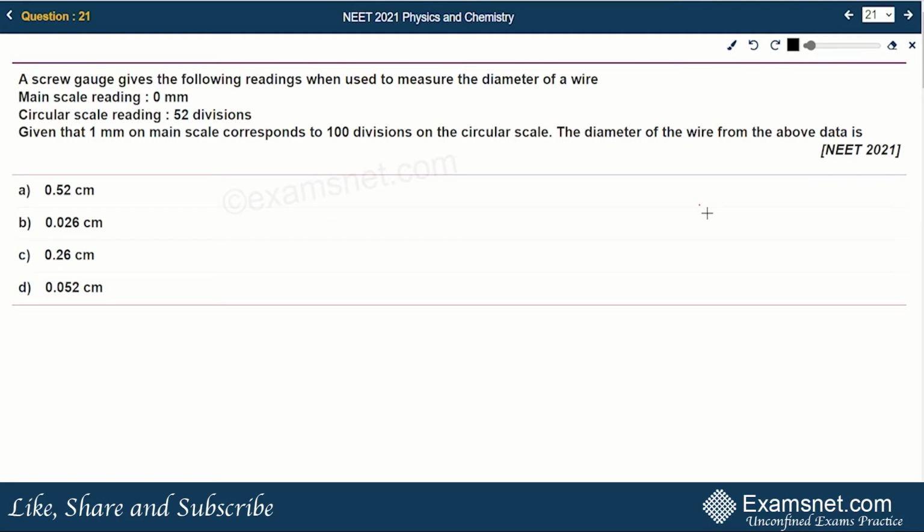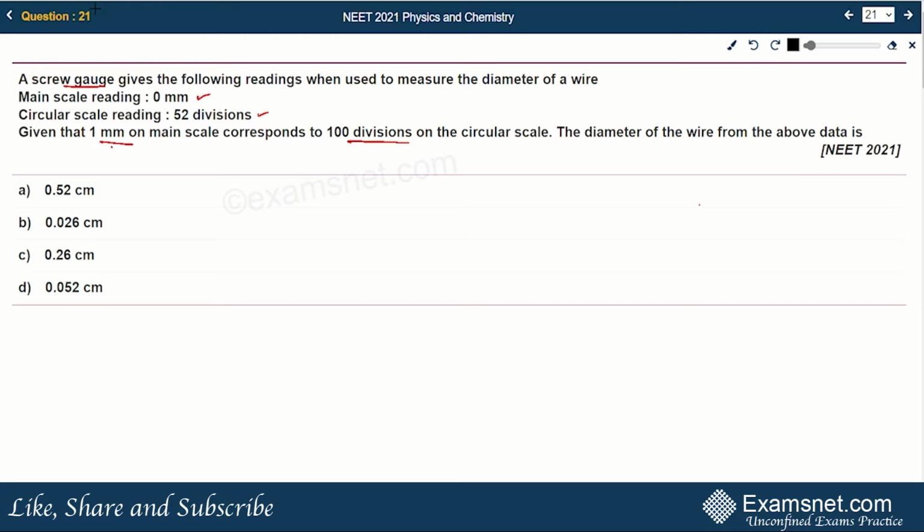Let's proceed to question number 21. It is from the chapter Units and Measurement. And the question is, a screw gauge gives the following readings when used to measure the diameter of a wire. Main scale reading is 0 millimeter. Circular scale reading is 52 divisions. Now given that 1 millimeter on the main scale corresponds to 100 divisions on circular scale, the diameter of the wire from the above data is.